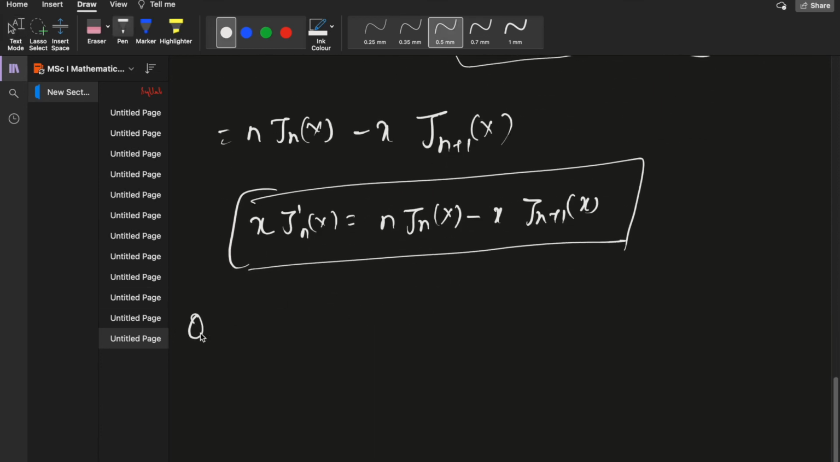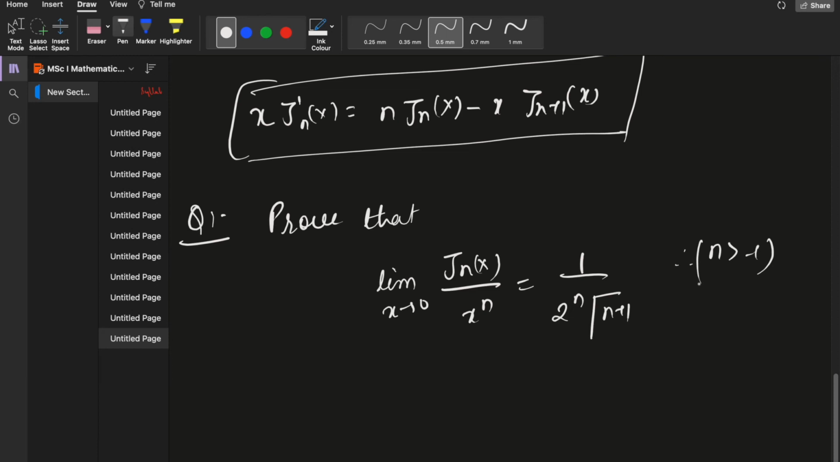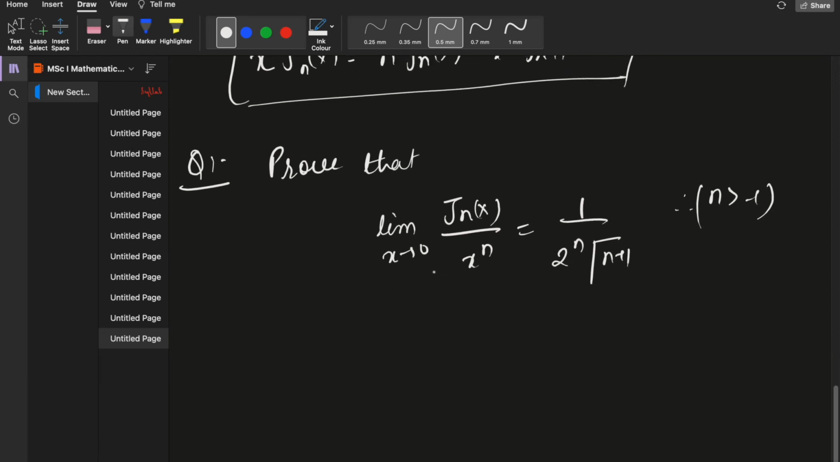We have a question, a numerical. It says prove that limit x tends to 0 of Jn(x) upon x to the power n is 1 upon 2 to the power n factorial n plus 1, where n is greater than minus 1. Alright, so this we need to prove.